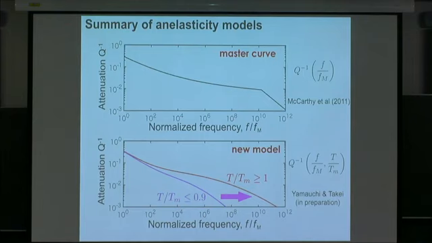Okay, here our anelasticity models are summarized, and the essential difference of the new model from the previous master curve model is the change of the spectrum shape by temperature. Also, in the previous model, this high frequency part was just an assumption, but the new model is more faithful to the experimental data.